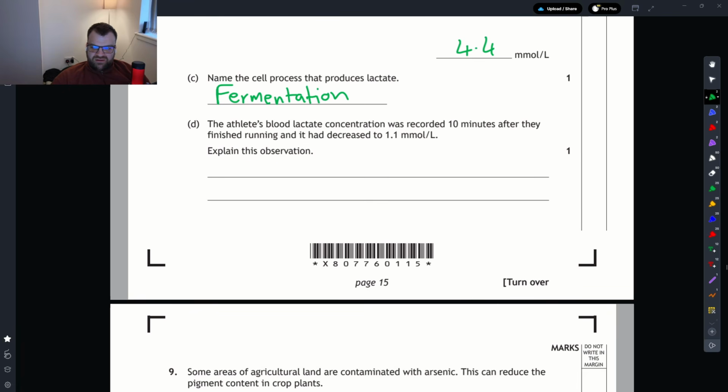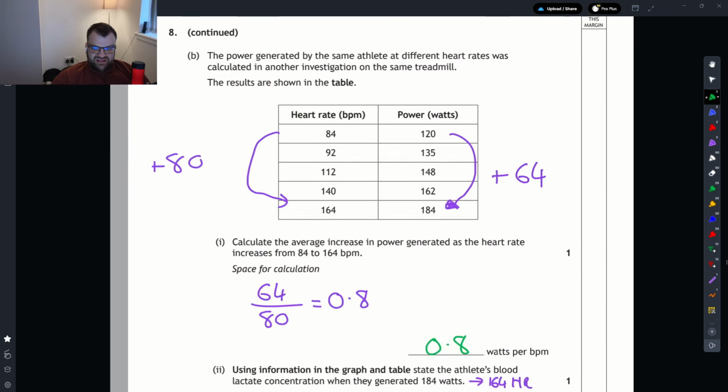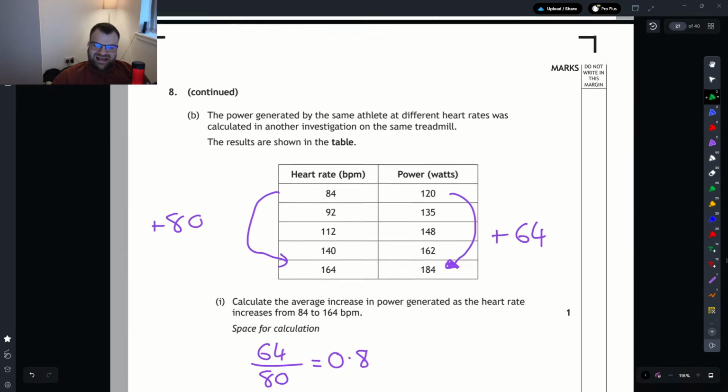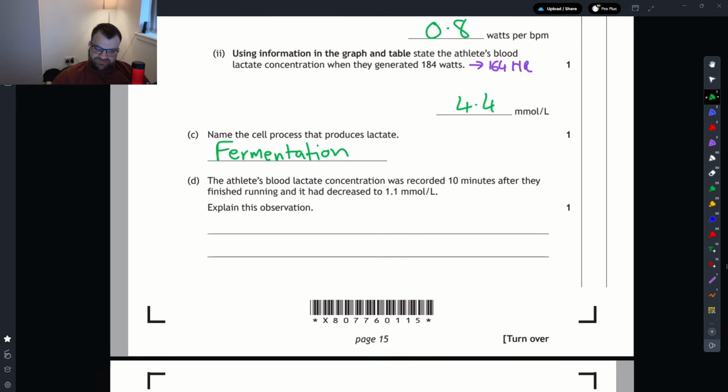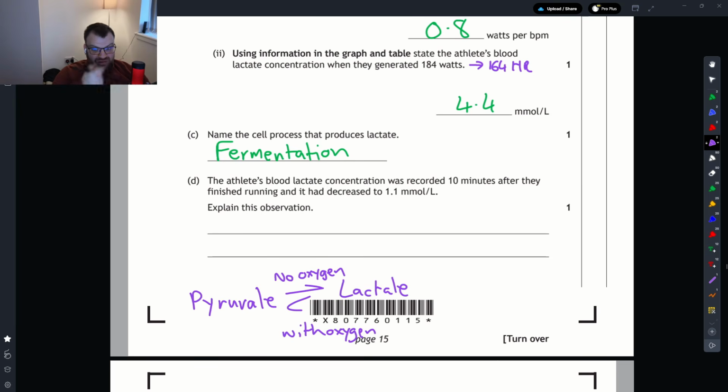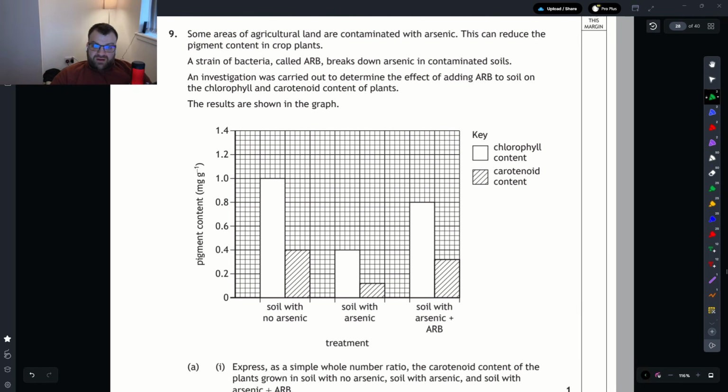Next one, blood lactate. Okay, so we have a value that's decreasing over time, and that's because lactate is a reversible process where pyruvate is converted into lactate in the absence of oxygen. If there is oxygen, as when they've stopped running and using up as much oxygen, that then is reversible. So I would say something like lactate is converted back into pyruvate would be the answer I would put. More graphs, lovely.